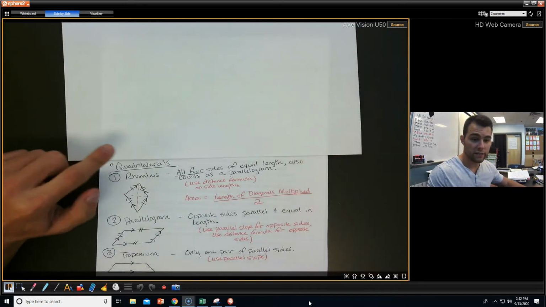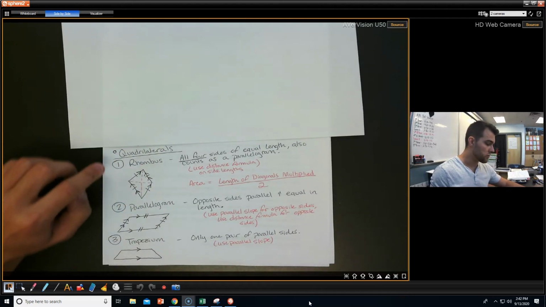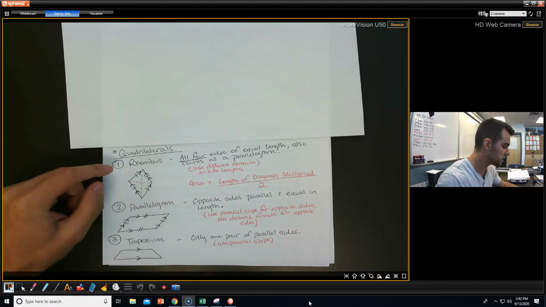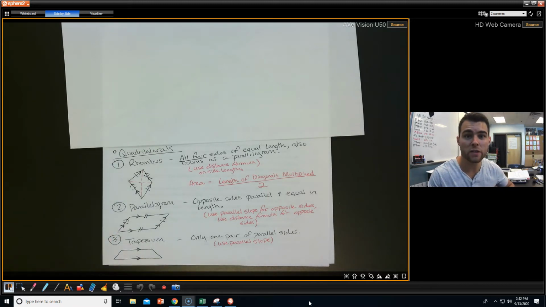If you need to pause and get those, please feel free to do so. For the quadrilaterals, we have three main ones that we're kind of concerned with. First one's a rhombus, also known as the diamond or the kite. Yeah, so the rhombus is kind of a weird guy, but the only thing about him is that all four of his sides are of equal length, okay?